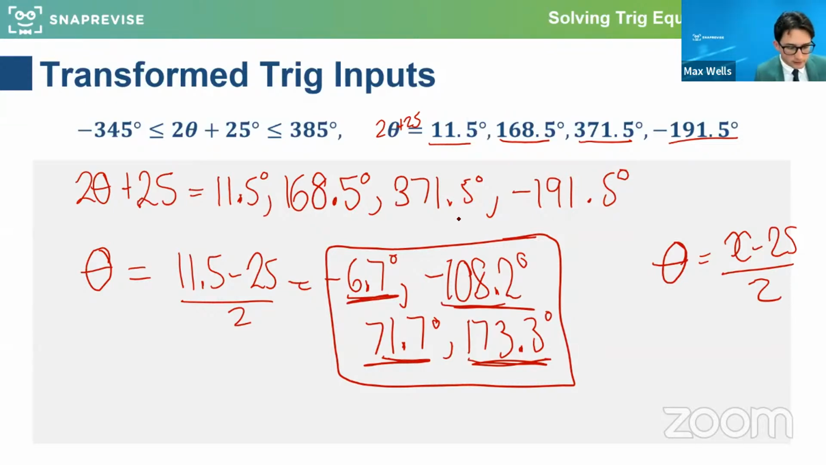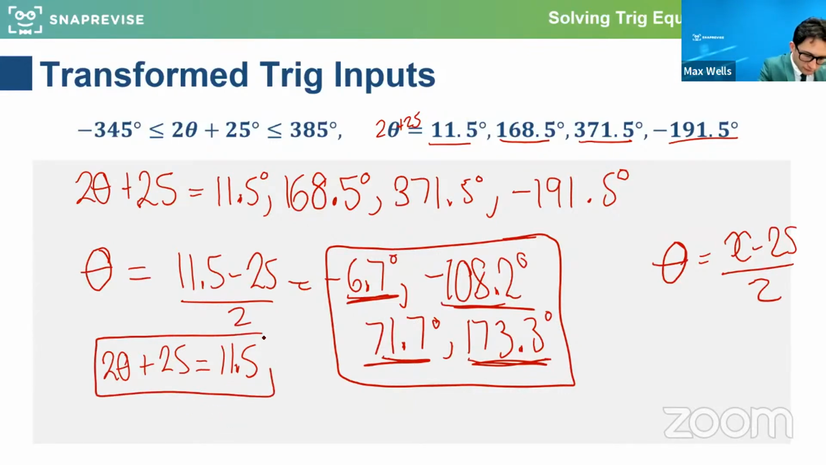Because it's 2 theta plus 25, so 2 theta plus 25 is equal to all of those values. So for example, 2 theta plus 25 is 11.5. You would always minus first, then halve it, because you'd have to halve the 25 if you divided through fully by 2. Do we see that we're effectively solving 4 equations of that, where you'd minus 25 and then divide by 2, but we've just got that scenario 4 times.